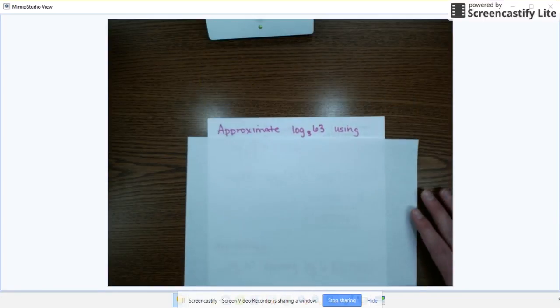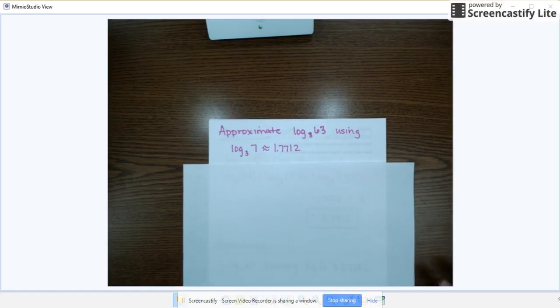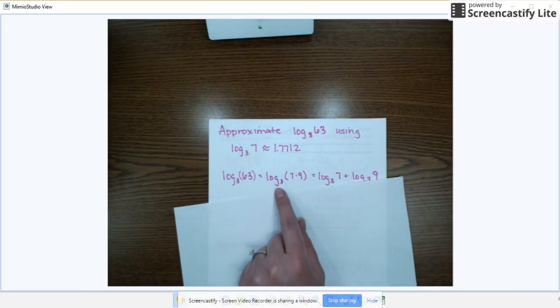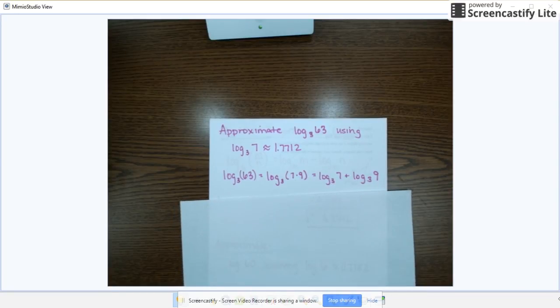So here's an example. We're going to approximate log base 3 of 63. We're given that log base 3 of 7 is roughly that 1.77 number. Now, in order to solve the rest of this, we have to think: what multiplies to 63, 7 and what? Well, we can rewrite that as log base 3 of 7 times 9. According to our previous rule, we can do log base 3 of 7 plus log base 3 of 9.